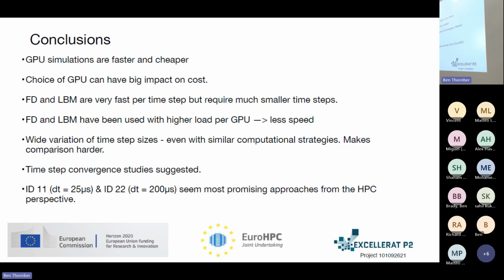Finite difference and lattice Boltzmann are very fast per time step, but then you have much smaller time steps, and on top of that, in the results that have been submitted, typically they use a much higher load per GPU. We have a big variation of time step sizes, even with the same grid, and this makes the comparison of the cost quite difficult. I would be curious about a deeper analysis of the influence of grid refinement. And this is all that I can say.